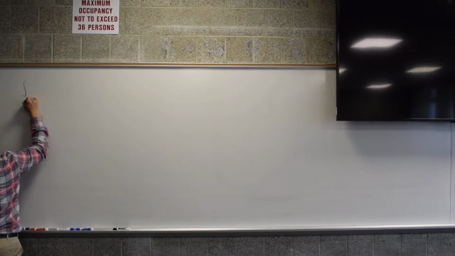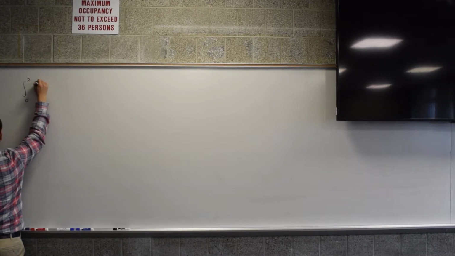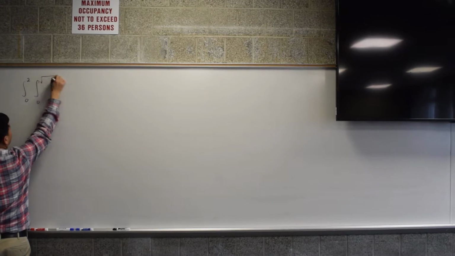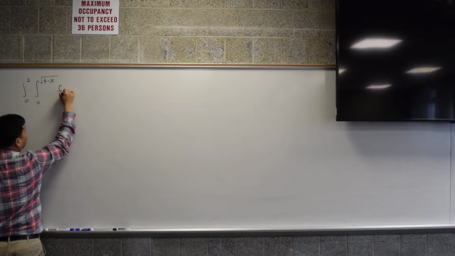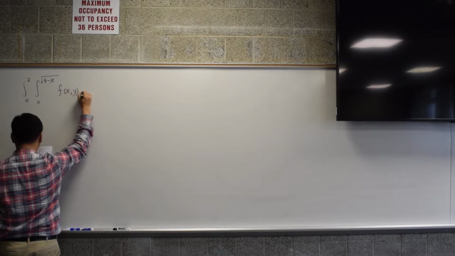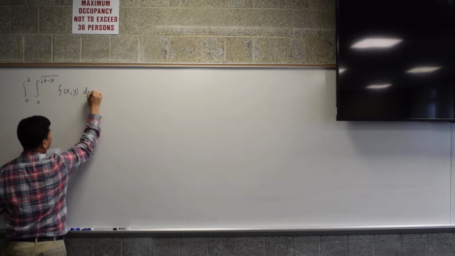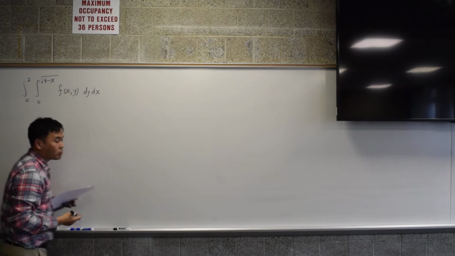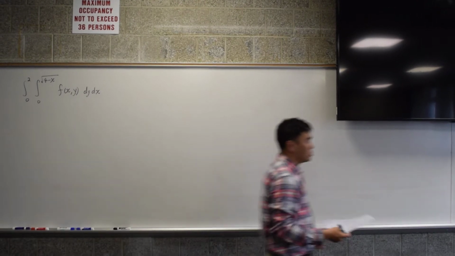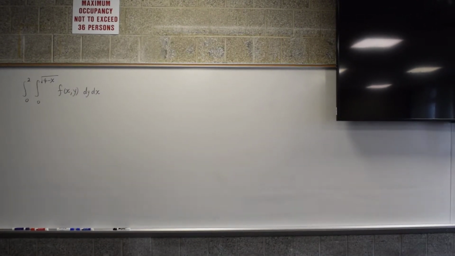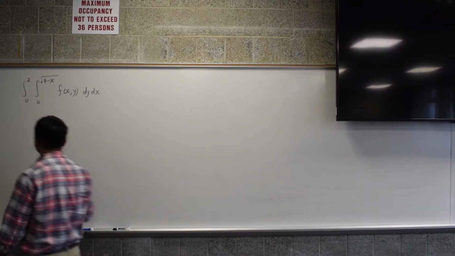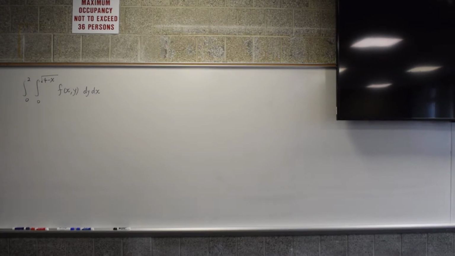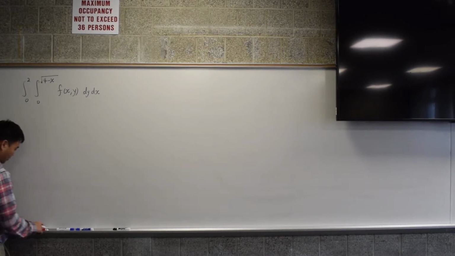Given x from 0 to 2, y from 0 to the square root of 4 minus x, and you're integrating some function by dy dx. The question is to rewrite the integral so that it's in the form of dx dy. How do you do that? Well, first you have to draw the domain. That's the first step.